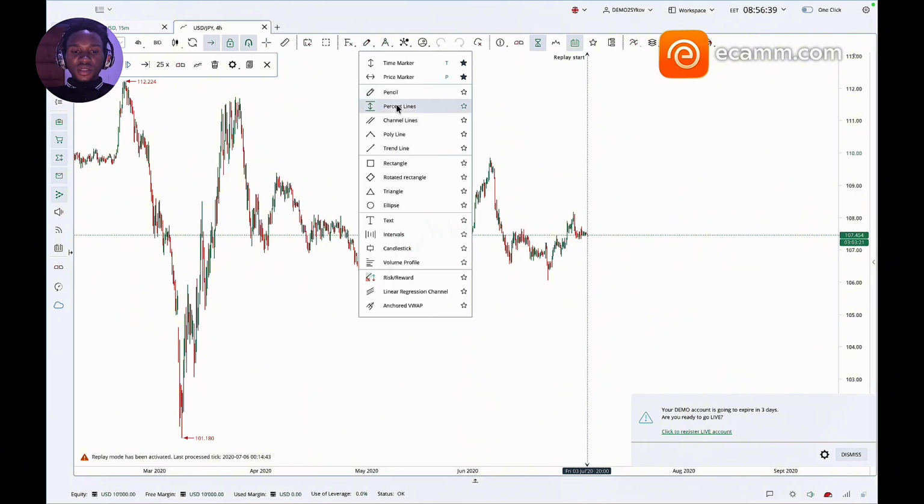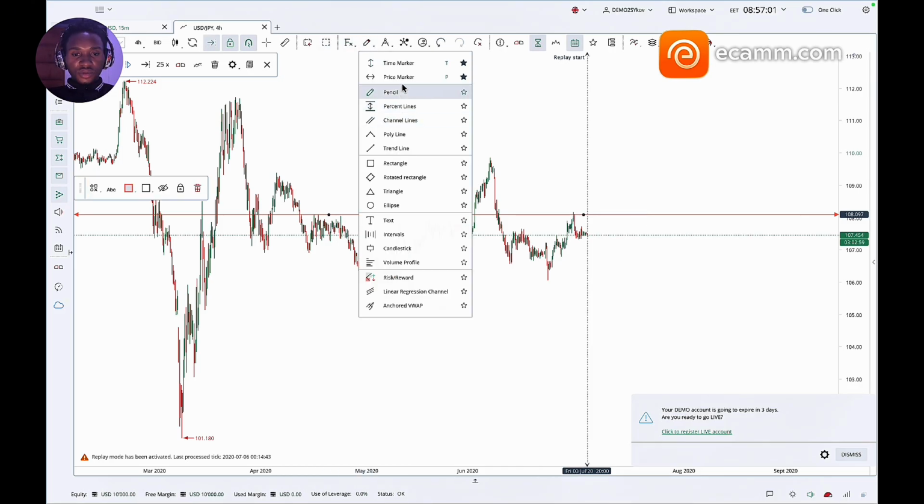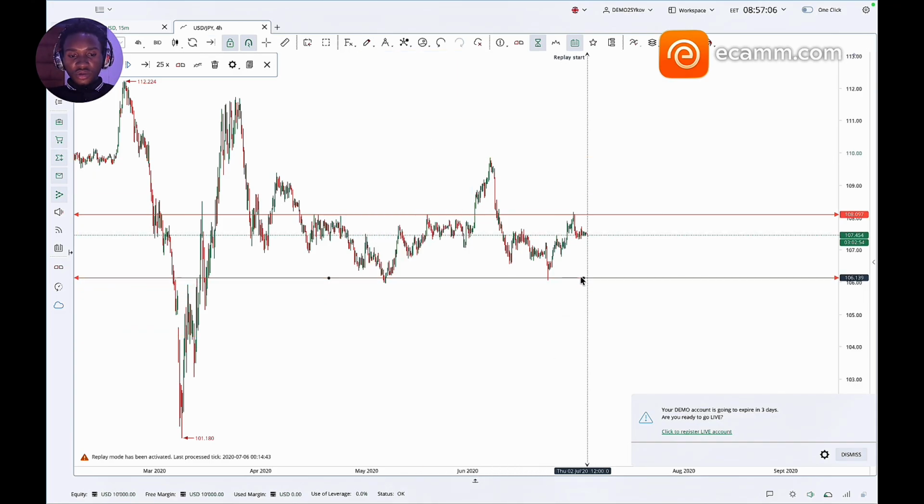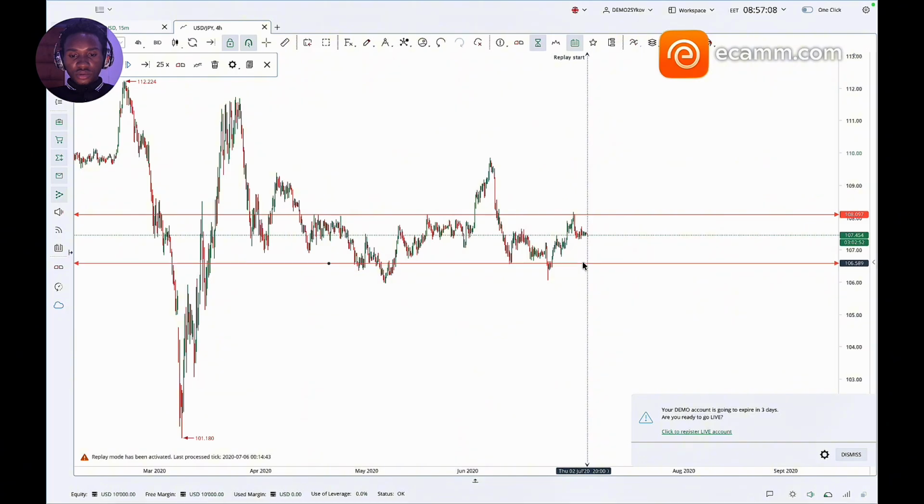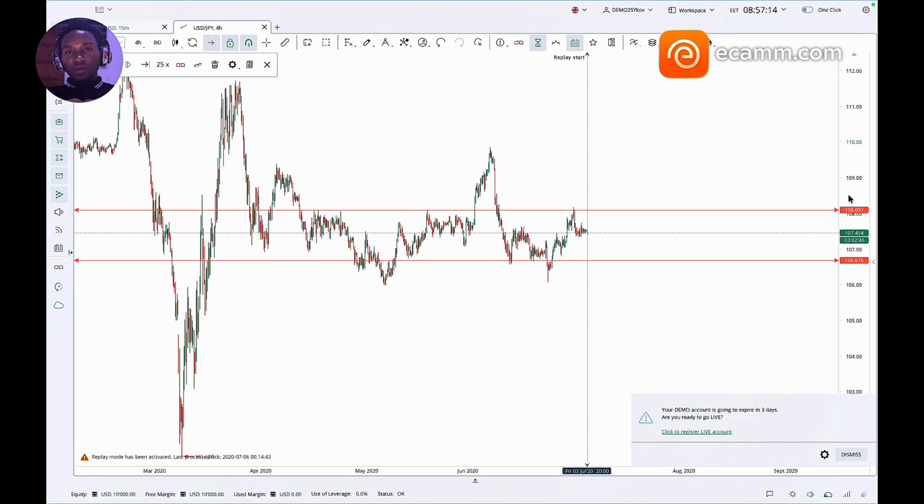So whenever you have a ranging market, what do you want to do? You draw your horizontal ray. You want your horizontal ray to touch as many highs as possible, to be accurate. The same thing, you draw it at the bottom to touch as many lows as possible, to be more accurate. Okay, so now looking at this market condition, you can see clearly this market is in a ranging market.